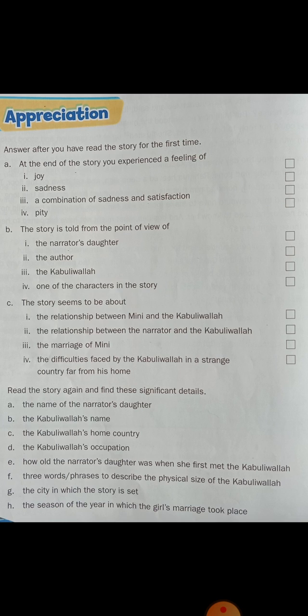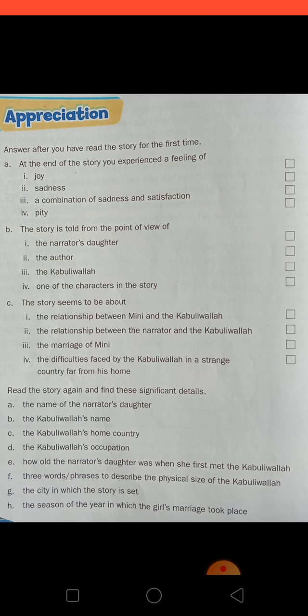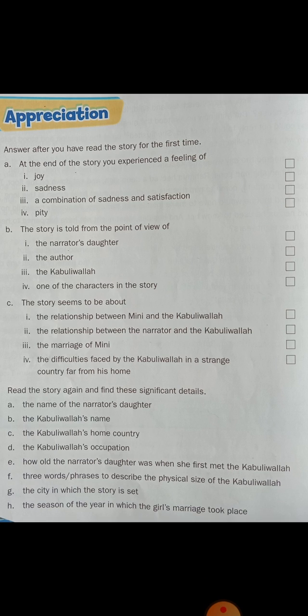Now read the story again and find these significant details. So you have to tell the details whatever is asked. Now the first is the name of the narrator's daughter. The answer is Minnie. Question number 2, the Kabuliwallah's name. Answer is Rahmun. Question number 3, the Kabuliwallah's home country. The answer is Afghanistan. Fourth, the Kabuliwallah's occupation. So he was a fruit seller.